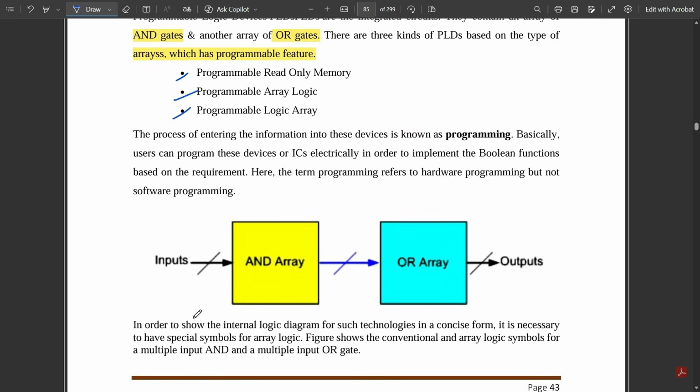So now you see this is the basic block diagram of a PLD. It consists of some inputs. They are given through an AND array, and that AND array, for further functioning, is given to the OR array, and the outputs are generated by passing through this array.